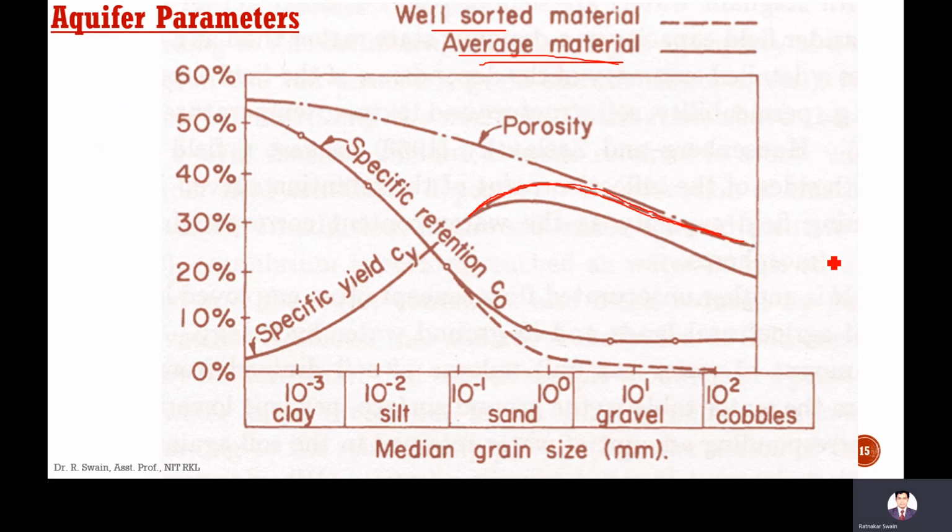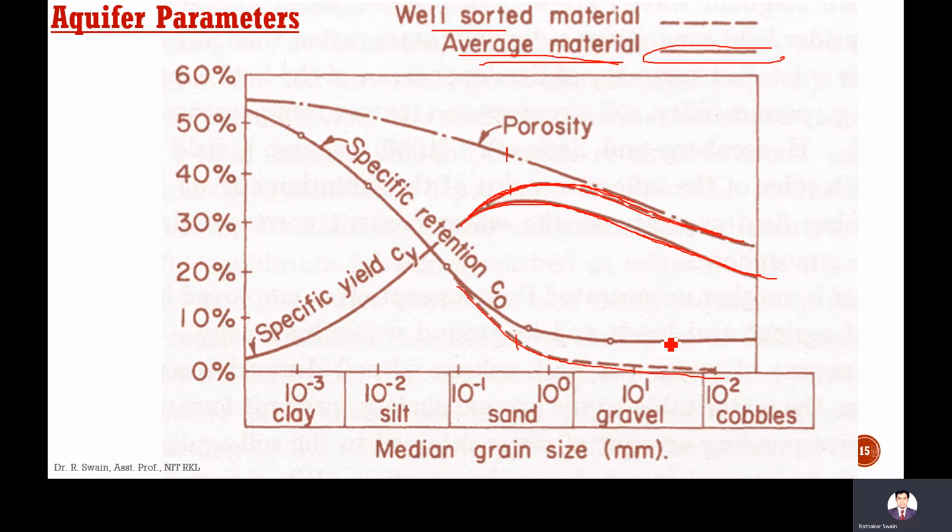But even in the average material, if it is not well sorted like this line here, it means it is a mix of smaller and bigger particle sizes. So the pores will be filled with smaller particles. So you can extract less water. The specific yield decreases. And if the specific yield increases, then specific retention will decrease, because the summation of specific retention and specific yield is nothing but the porosity. So this is the curve of the porosity, specific retention and specific yield for different types of soils.